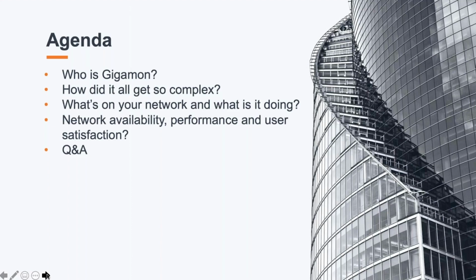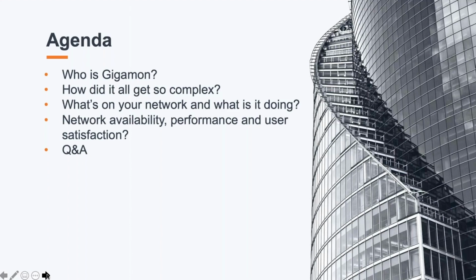So we'll talk a bit about complexity, then we'll talk about what's on the network, how do you actually see what's on the network, and beyond seeing what's on the network, what is it actually doing? Then we'll talk about when you've got that in place, can you actually get to the sort of nirvana state of having high network availability, the great performance everyone expects these days, and therefore the user satisfaction that it's our jobs to deliver.